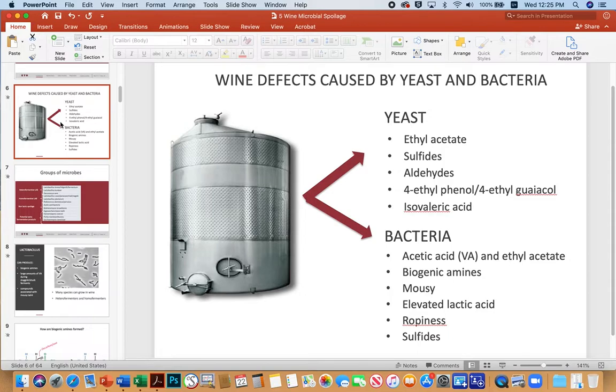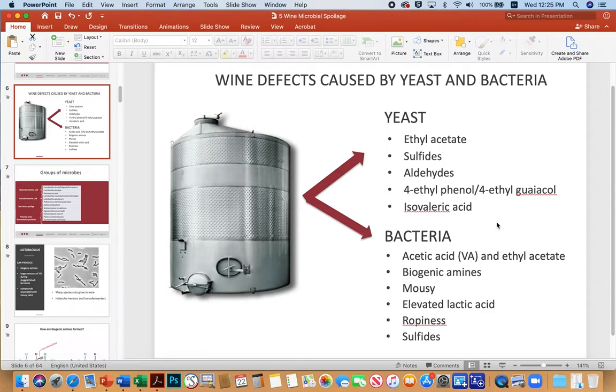4EP and 4EG are really important ones as well. 4EP has sort of a medicinal wet Band-Aid flavor and aroma, and 4EG is kind of not so bad. It's kind of smoky, clovey, but in the context of a wine, they're both disgusting. And I work with Brett, and Brett can make both of those compounds pretty efficiently. And then, of course, isovaleric. I've never smelled isovaleric, but I've heard it described as sweaty cheese, which is, again, pretty dang gross.